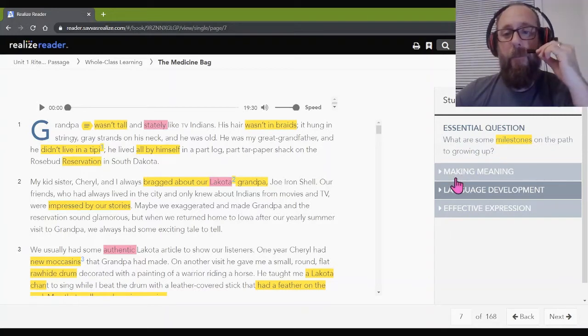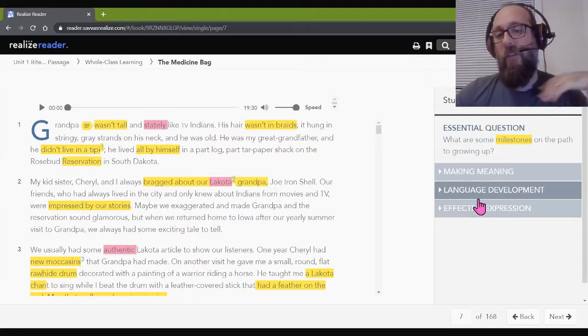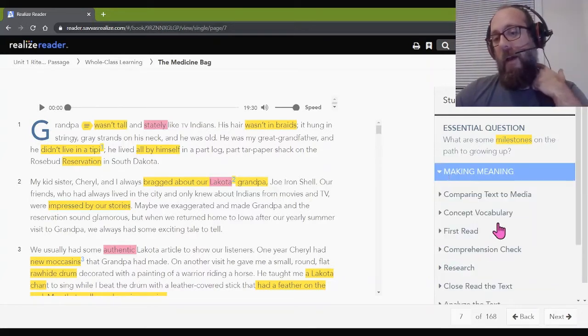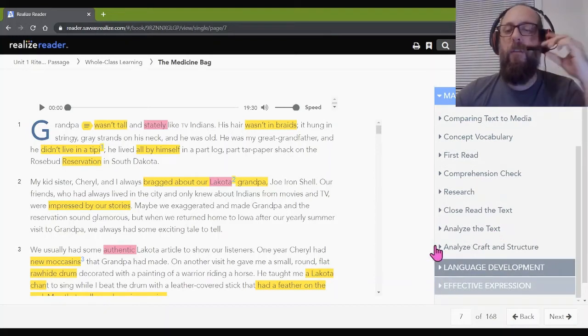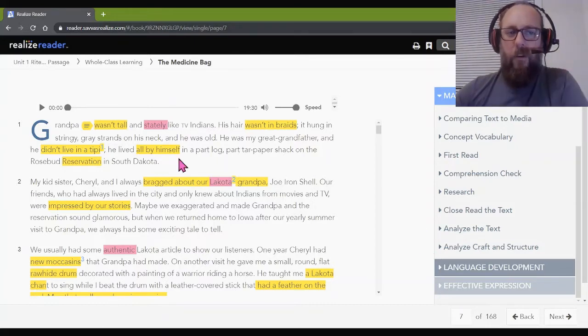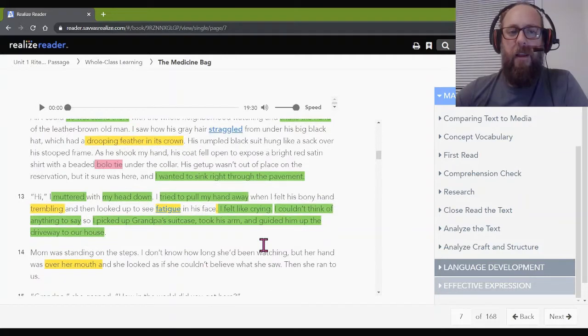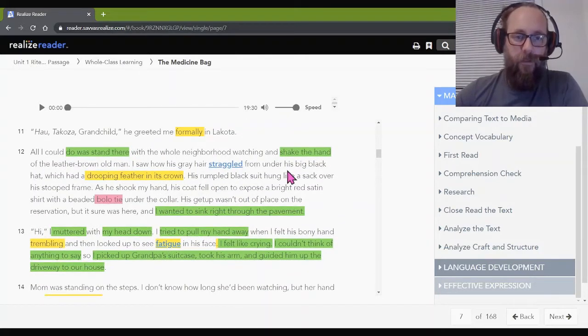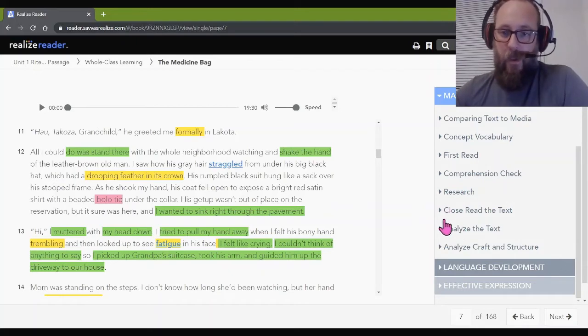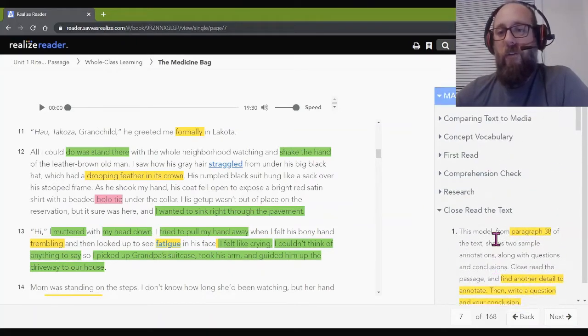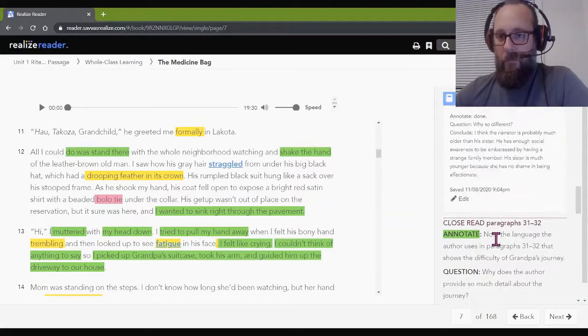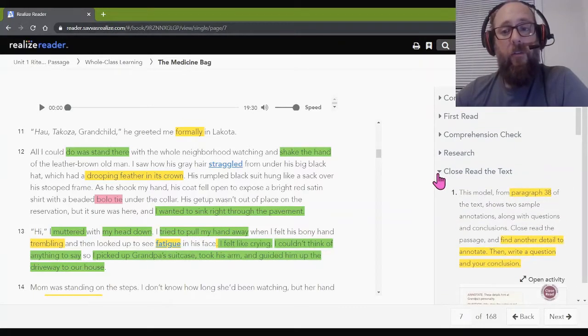And yeah, before we get into language development and effective expression and all that good stuff, we have some more. These are probably more like debate questions, okay? Which I think is pretty fun. So we looked really closely at the text last time. We have a lot of detailed highlights in green that we did close reads. We answered these questions under close read the text. Quite a bit of questions and answers.